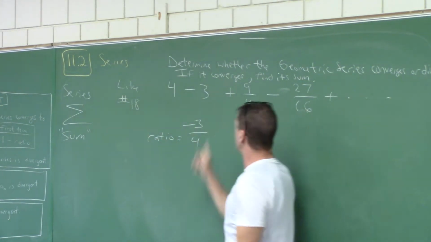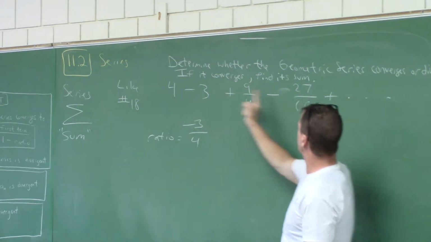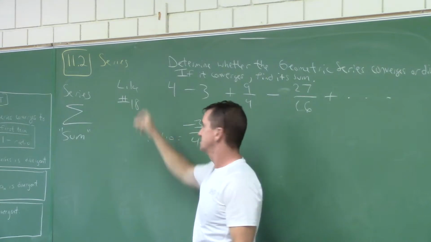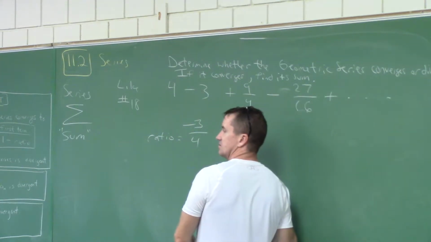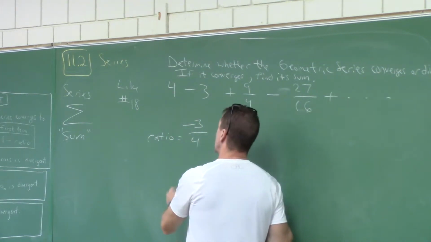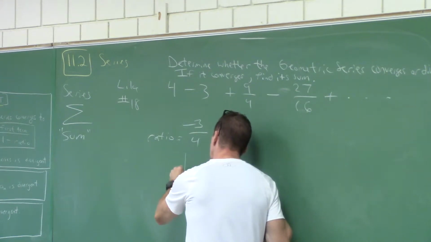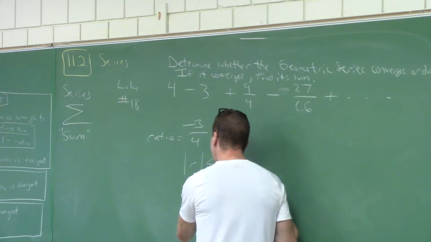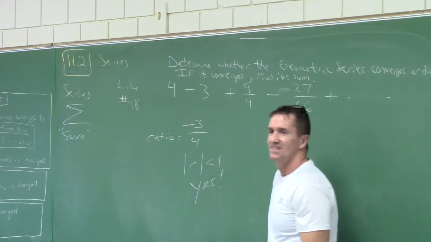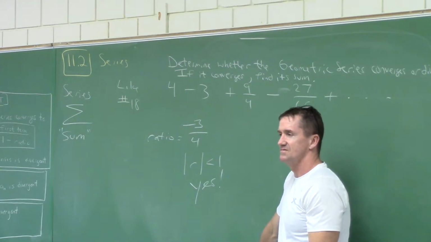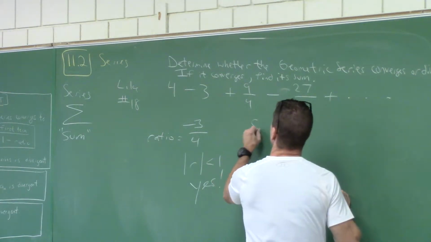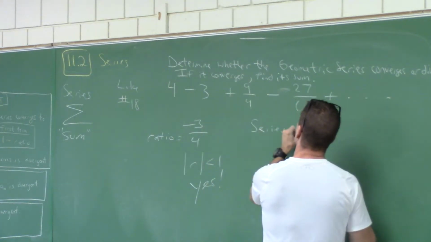You could have done it here, divide this. Take the second, divide the first. So is that ratio, well, its absolute value, less than 1? Yeah. Then this thing is converging. What's it converging to? This series converges.